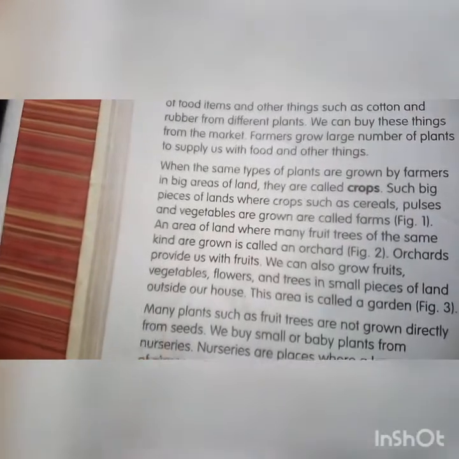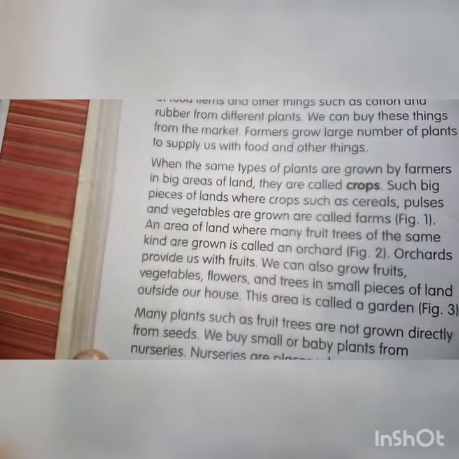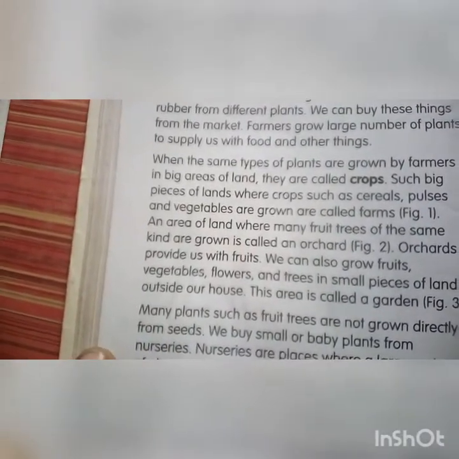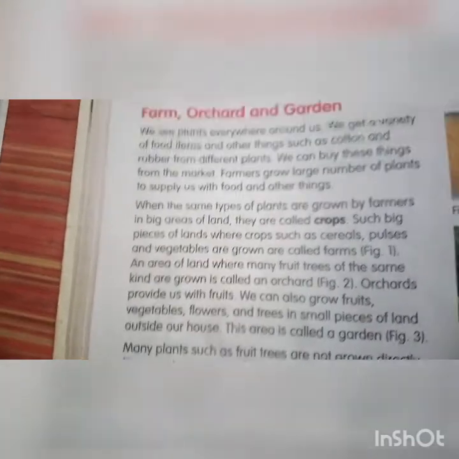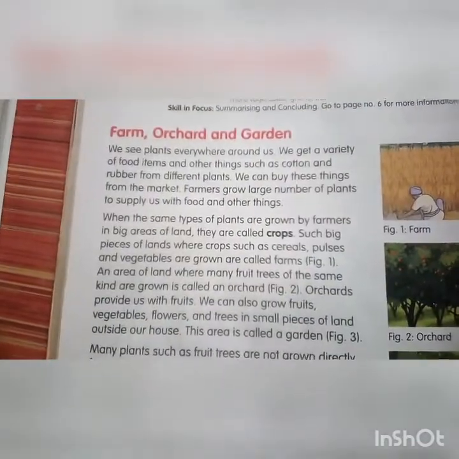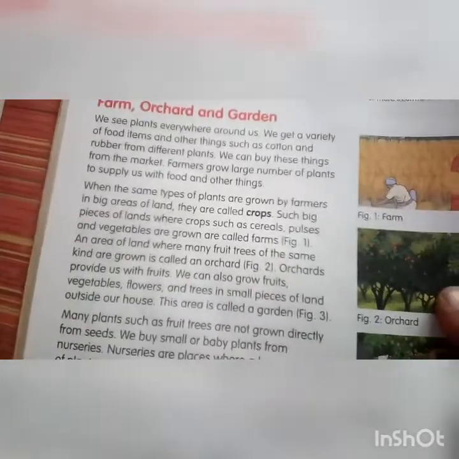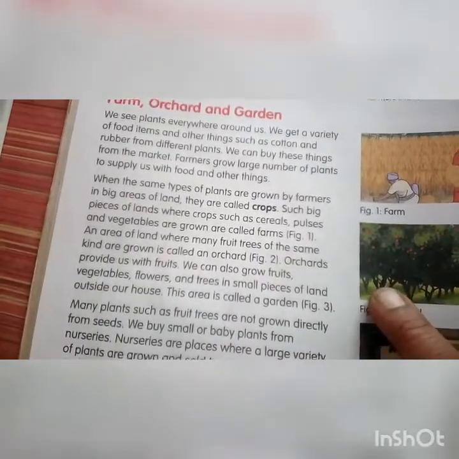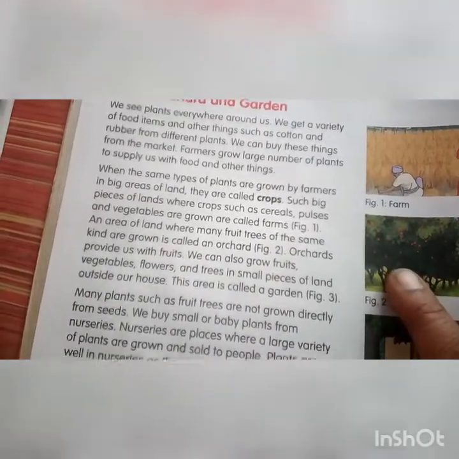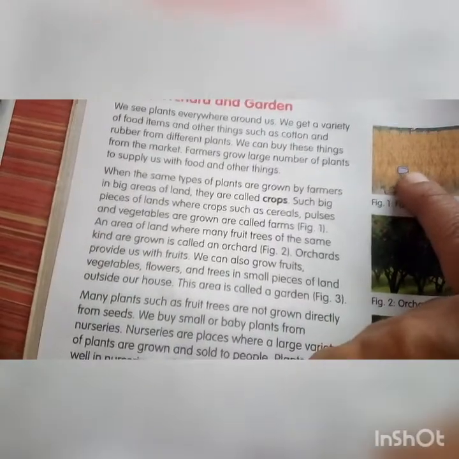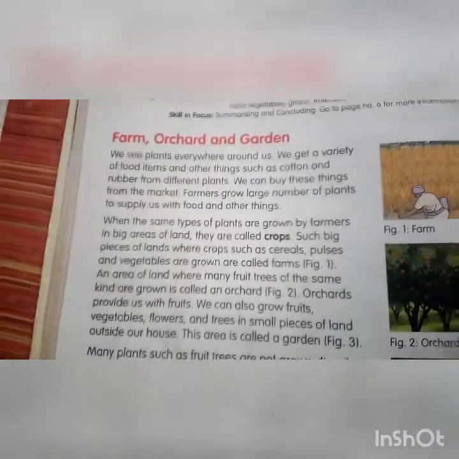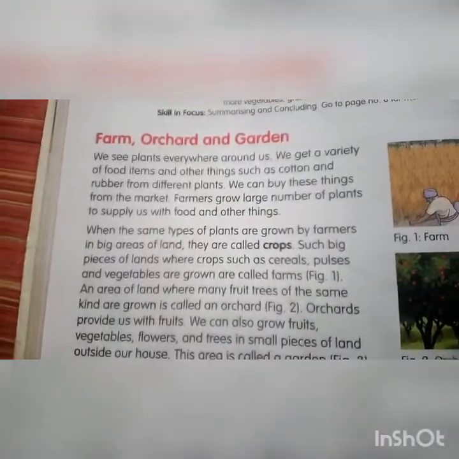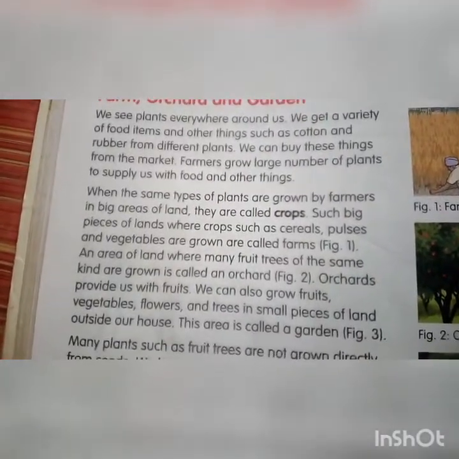An area of land where many fruit trees of the same kind are grown is called an orchard. There is a difference between a farm and an orchard. An orchard is a piece of land where the fruits are grown, and a farm is where we grow crops. This is the difference between a farm and an orchard. Orchards provide us with fruits.